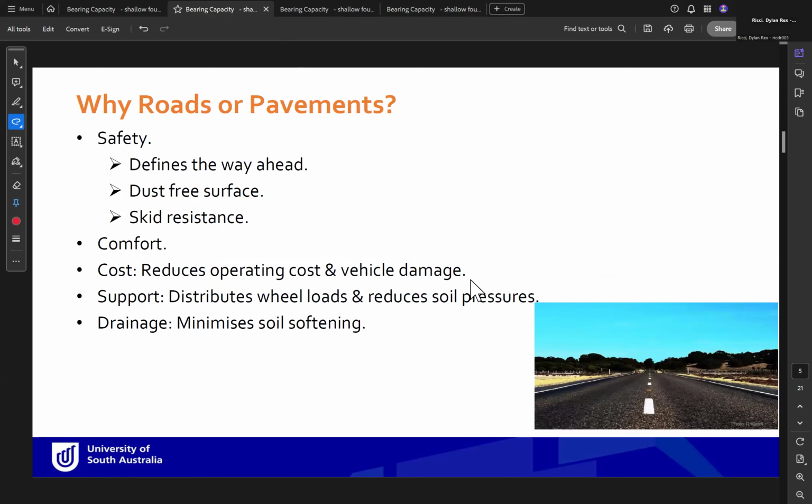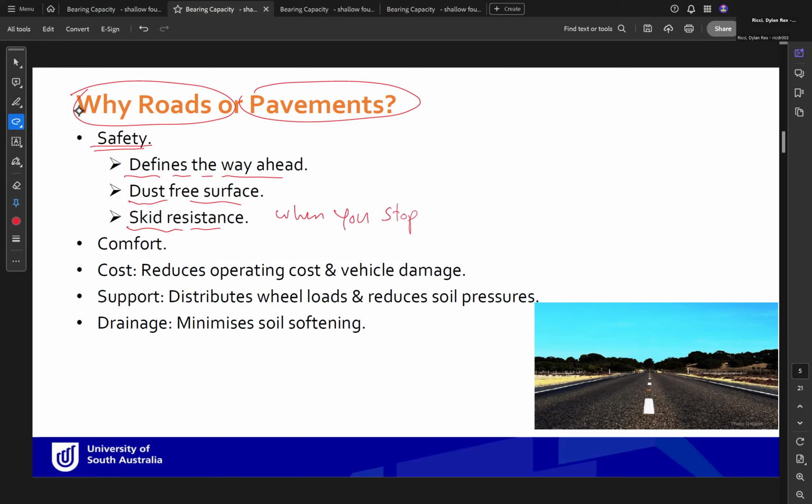Okay, so now, why do we need roads or pavement? The roads are very important for safety because the roads define the way you are going. For example, if you are heading into the desert, you don't know where to go, but with the road you know where to direct and to safely arrive at your destination. The pavement makes the roads dust-free surfaces. And also one of the important safety conditions is skid resistance, so that when you need to stop, you stop safely, like braking.